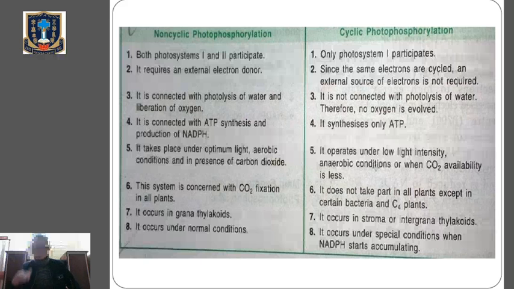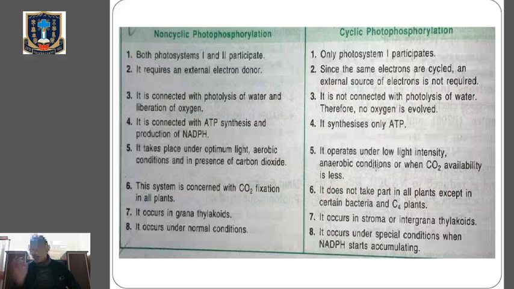C3 and C4 plants we will talk about in the next class. Non-cyclic occurs in granal thylakoids, whereas cyclic occurs in stroma or intergranal thylakoids. And the last point, number 8: non-cyclic occurs under normal conditions, whereas cyclic occurs under special conditions when NADPH starts accumulating. Okay, so here we have finished the cyclic and the non-cyclic photophosphorylation.